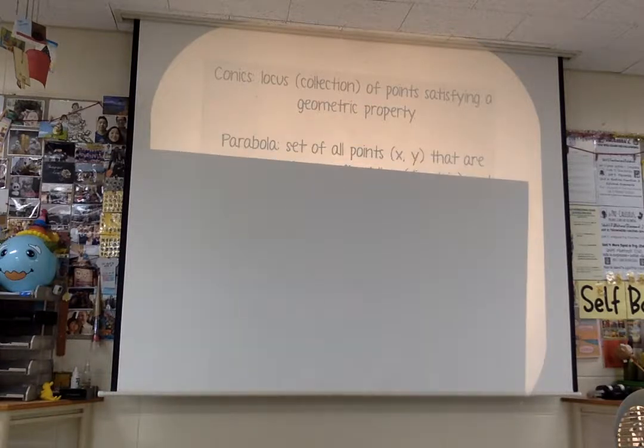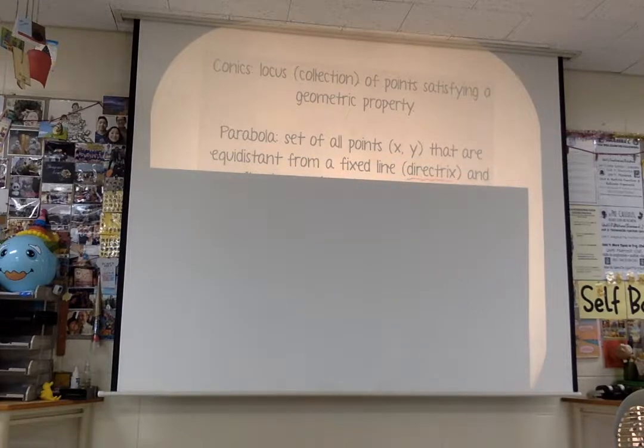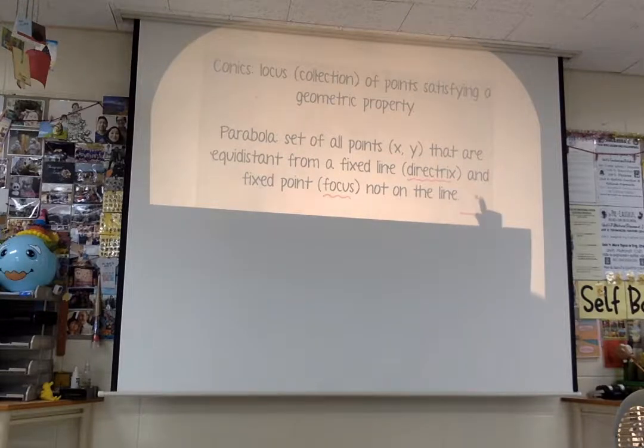So here, a parabola is a set of all points (x, y) that are equidistant from a fixed line, which is called the directrix, this is important, directrix, and a fixed point, the focus, not on the line. Okay, so what does that mean? It means I have a fixed point called the focus, and I have a fixed line called the directrix.